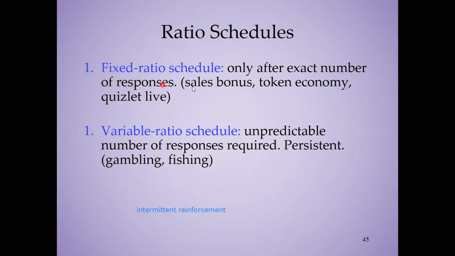So we might have a situation where there's a sales bonus every time the salesperson has made 5 sales. Well, that's a fixed ratio schedule of 5. Or we might have a token economy where the child gets a star on the chart every time that they have done their homework for 5 homeworks in a row or something like that.